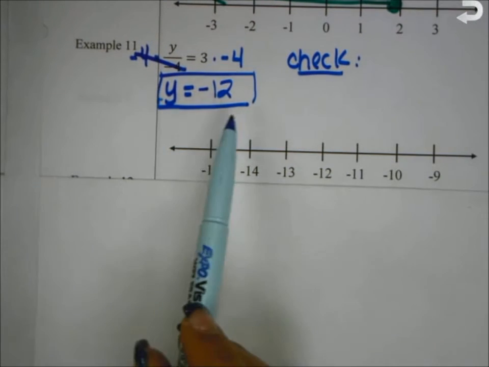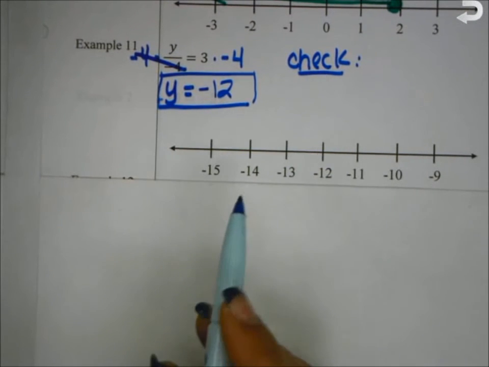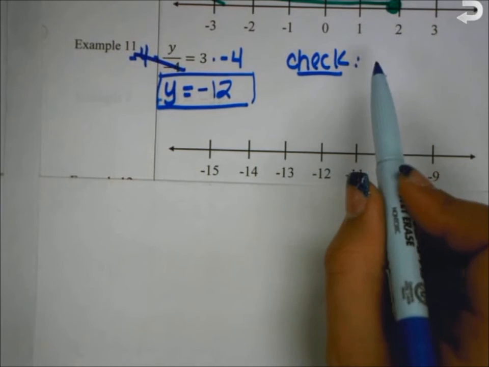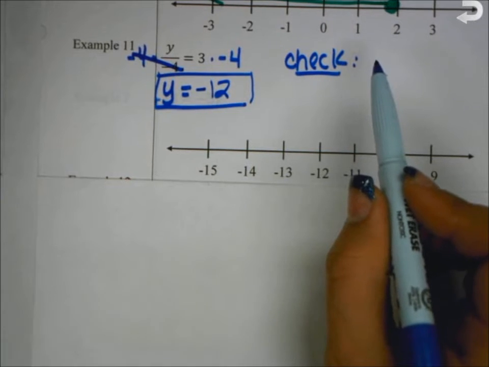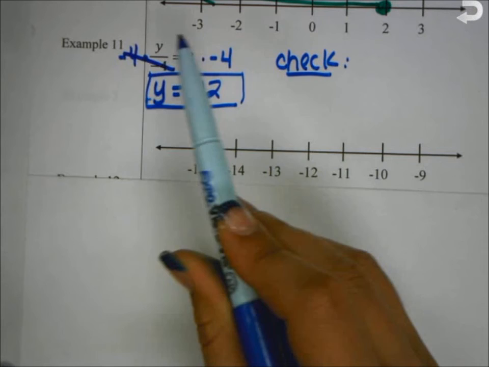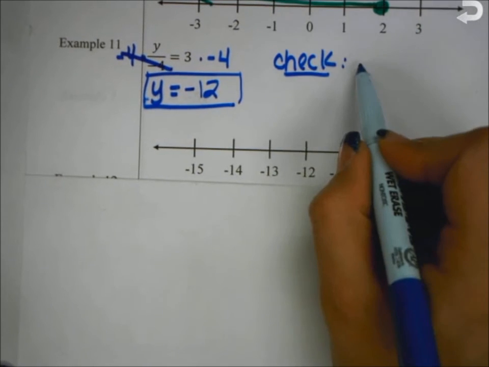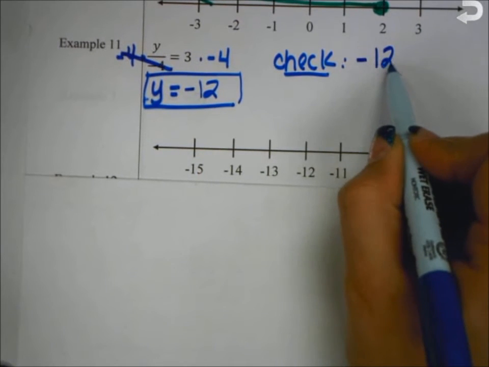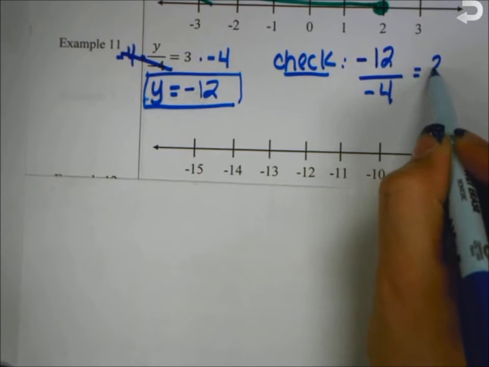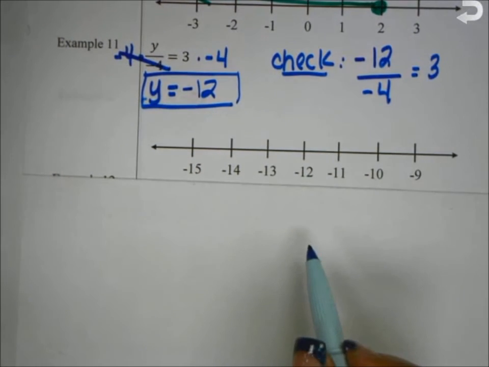Okay, good. So to check my answer, I'm going to plug in -12 for y. So I would have -12 divided by -4 equals +3. We don't know yet, but that's what we want. And everybody, what's -12 divided by -4? 3. +3 equals 3. Is that a true statement? Yes, so we have the correct answer. Now I need to graph it.